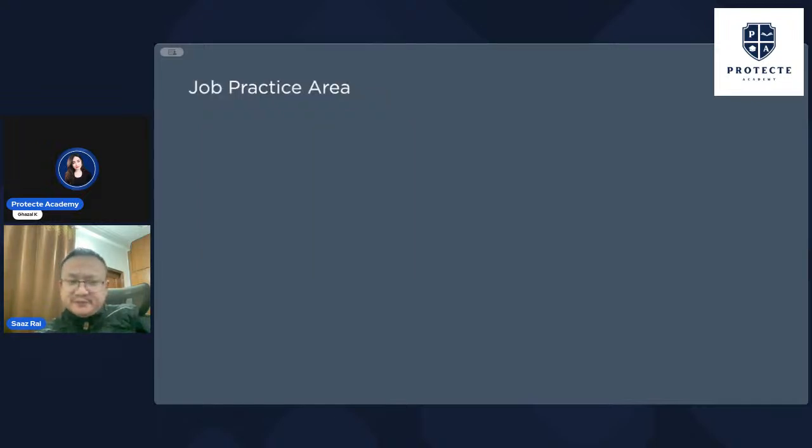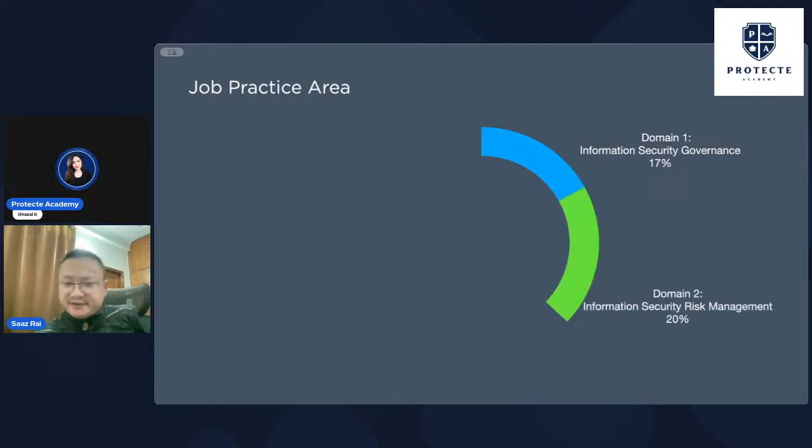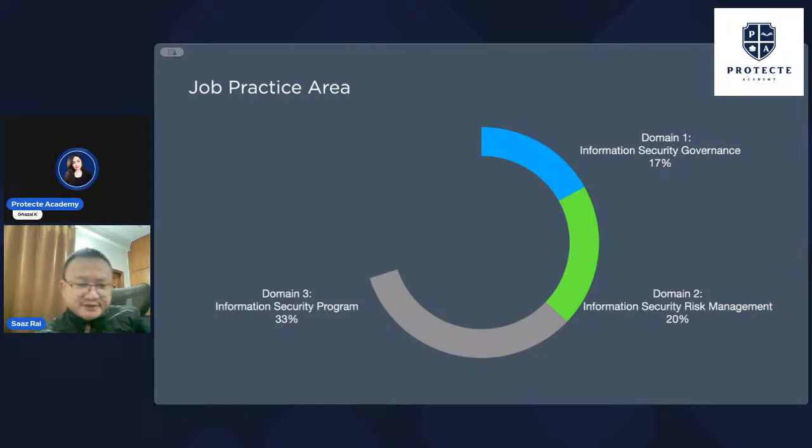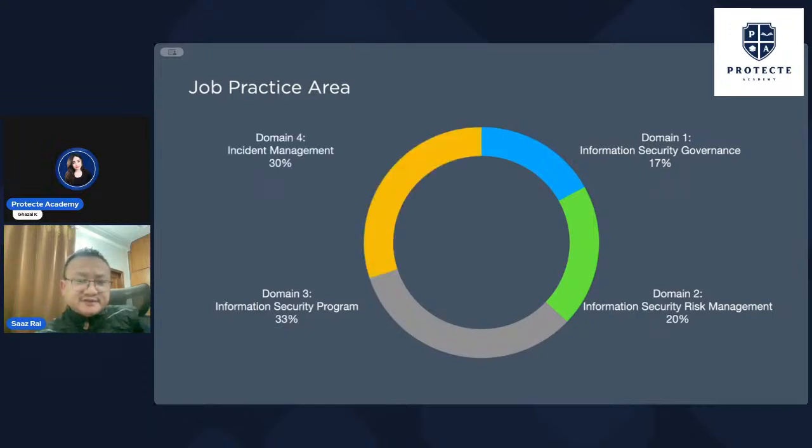Now, the job practice area, these are your domains. There are 4 domains that you need to study. The first one is information security governance. The second domain is information security risk management. The third is information security program. And the fourth is incident management.